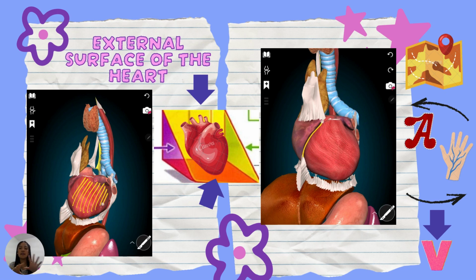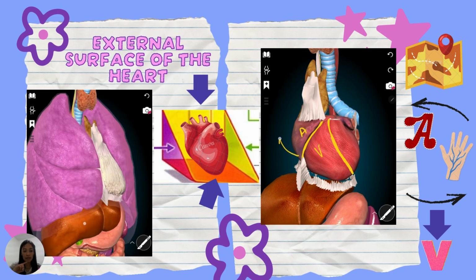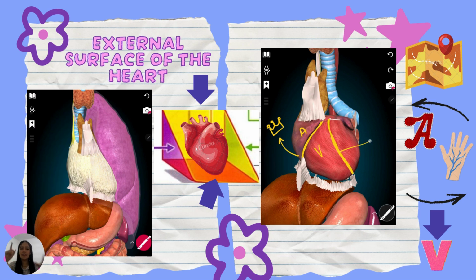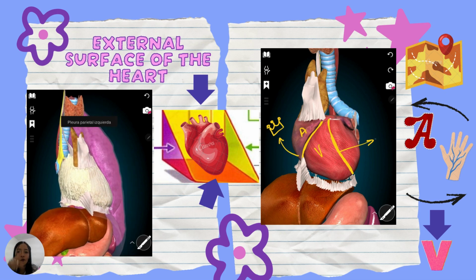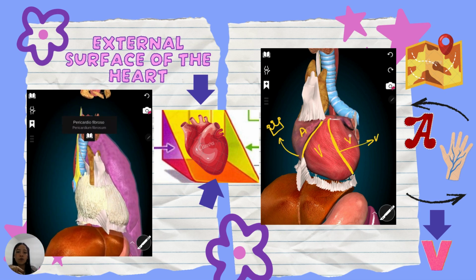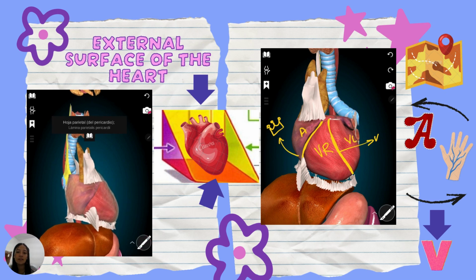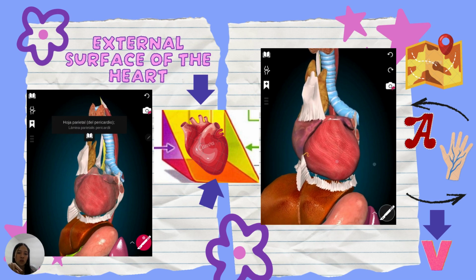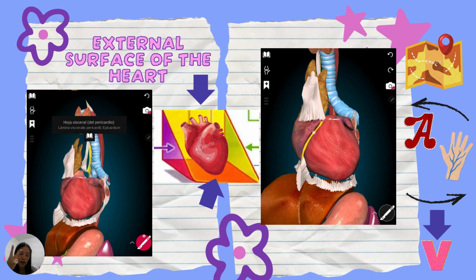From the outside, we can identify several very important anatomical groups. The first one is the coronary, or atrioventricular, sulcus, which separates the atria from the ventricles. This part we can see in the video on the right side, like a little crown. Yes, this is the coronary or atrioventricular sulcus. The next one is the interventricular sulcus, which is the V shape.